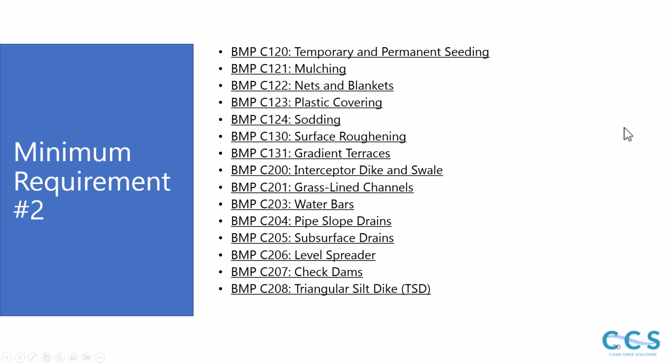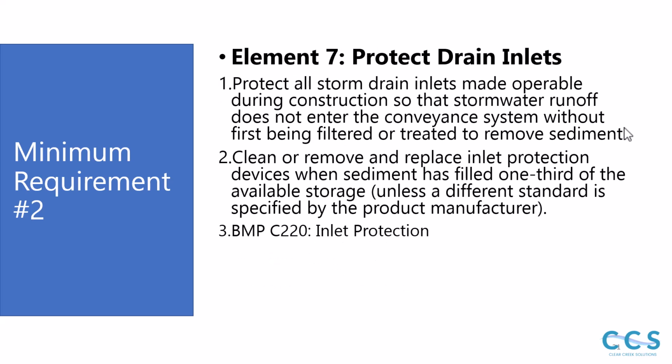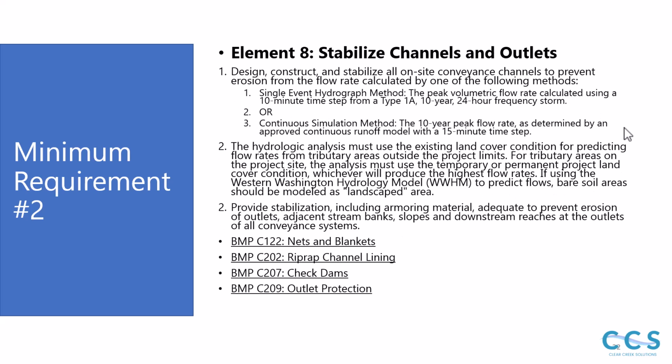These are the applicable BMPs. There's quite a few, including check dams, water bars, and gradient terraces. And for element 7, protect all storm drain inlets made operable during construction so that stormwater runoff does not enter the conveyance system without first being filtered or treated. Clean or remove and replace inlet protection devices when sediment has filled 1/3 of the storage. And then BMP C222 is inlet protection.